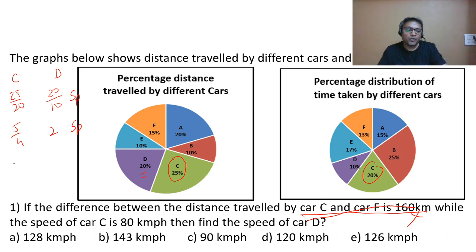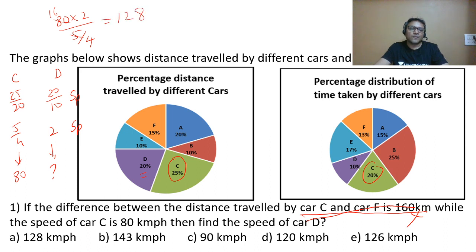Now, 5 upon 4 is given as standing for 80. So 2 will be how much? You can cross multiply. You will get 80 into 2 upon 5 upon 4. You will get 128, which is option A.